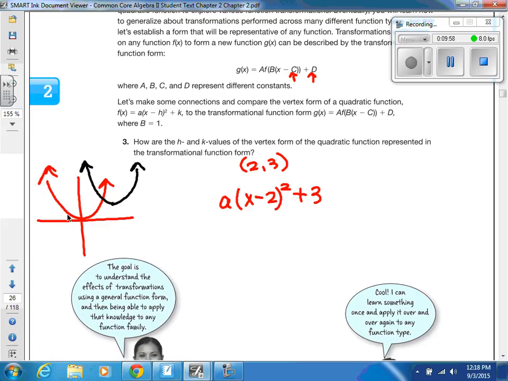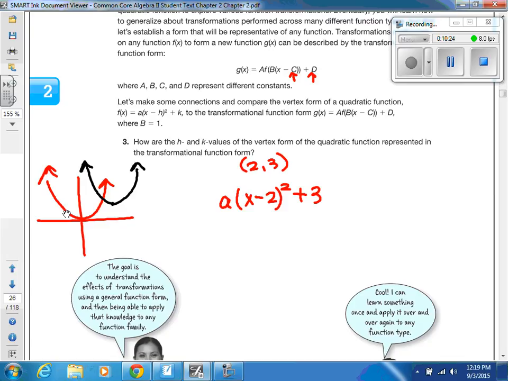Every point moves over 2 and up 3. But we don't want to say every point moves H, K, because H, K is specifically the vertex. If you hear H, K, you think that is my vertex. So we call how much it's moving C and D. Same thing, it's just got a different name. So be prepared to think about that.